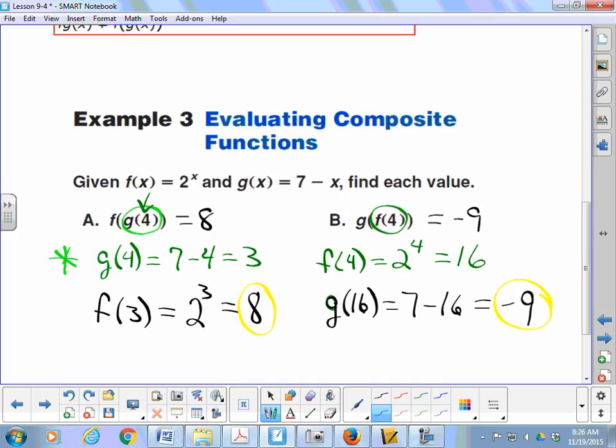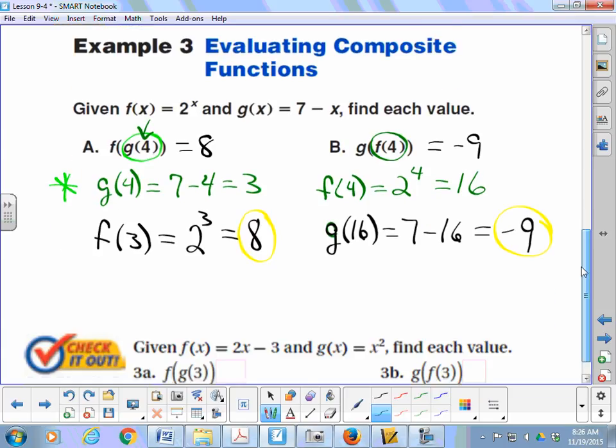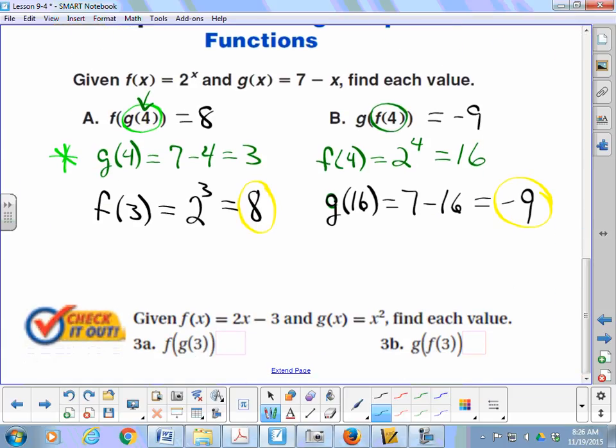So you're working your way from the inside out. We find what's in the middle first, and then we plug that number in for that answer.